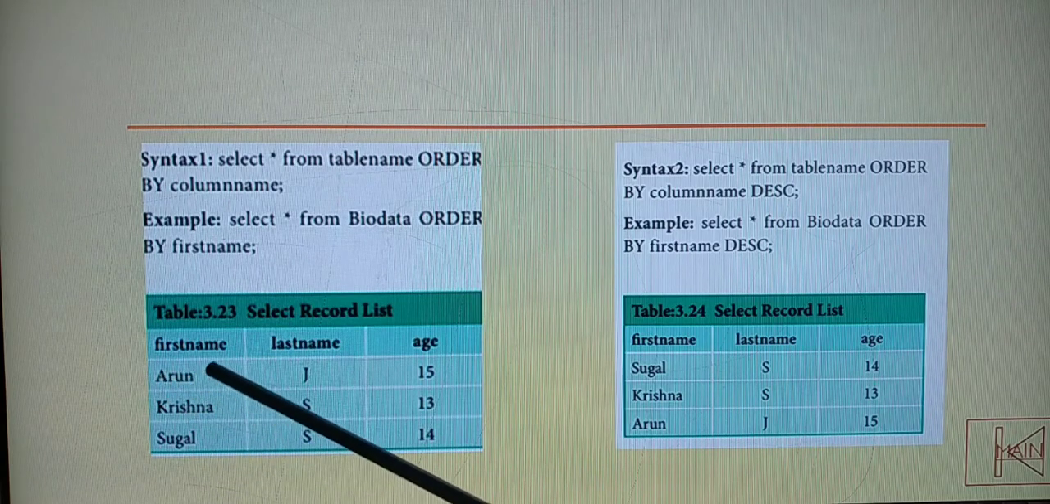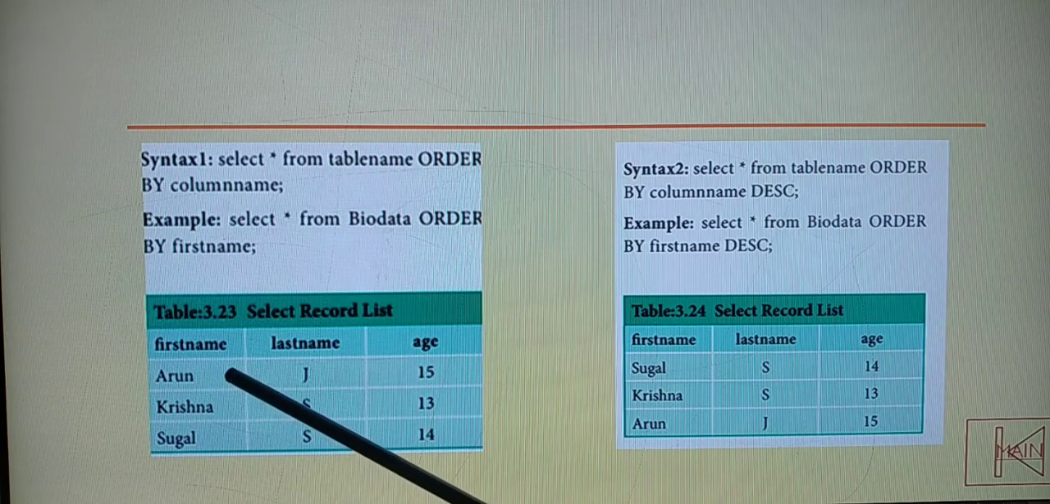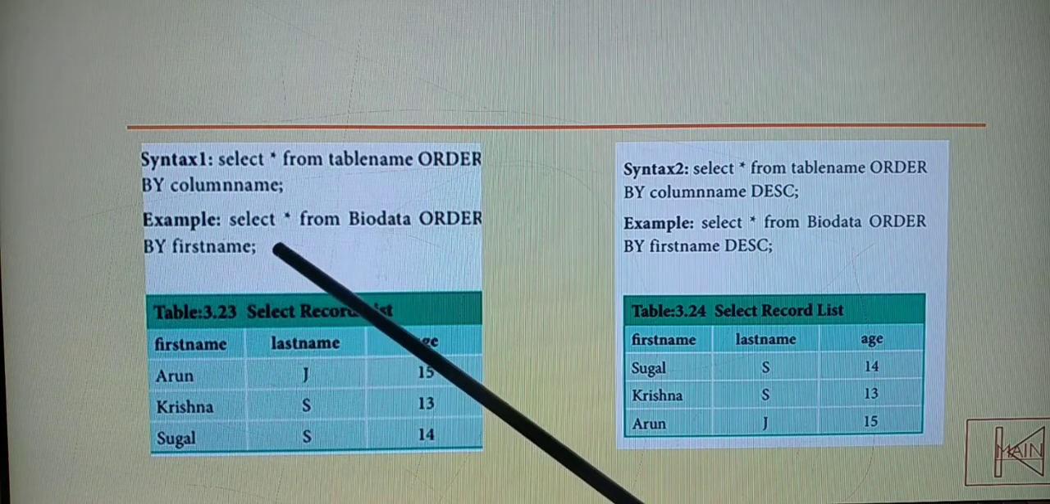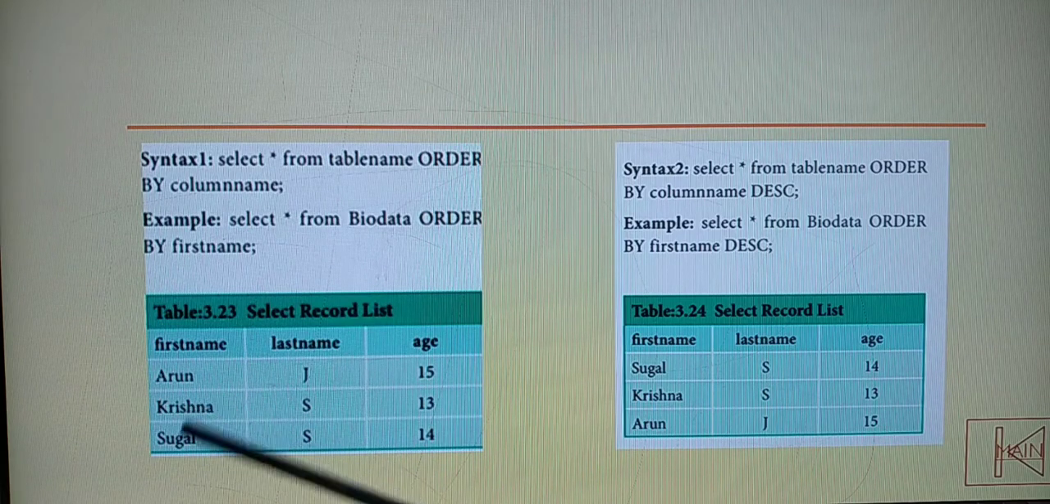Go on with this output. Arun, Krishna, Sugal. It is in alphabetical order, that is ascending order. The default one is ascending. If you don't specify any order by, it will be in ascending order.